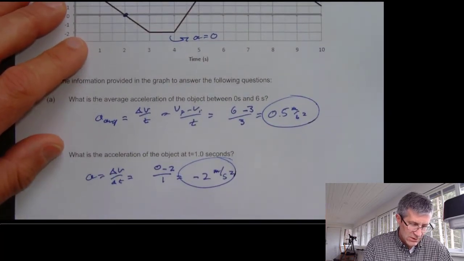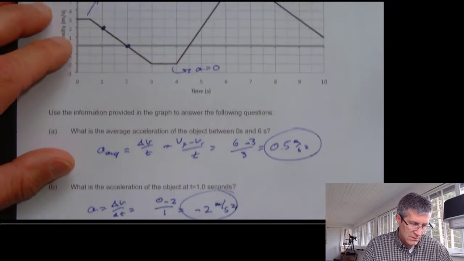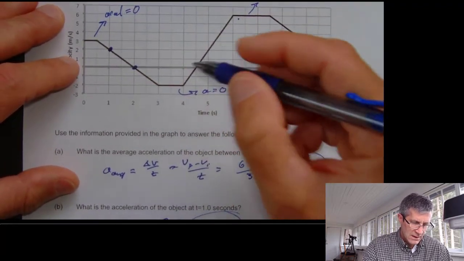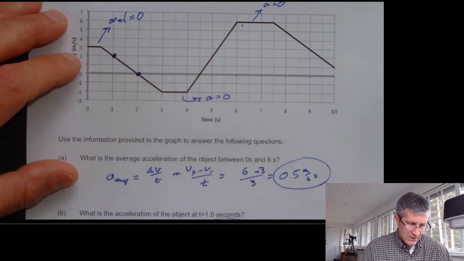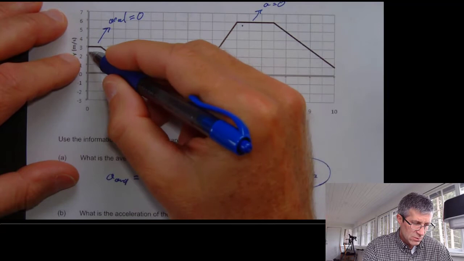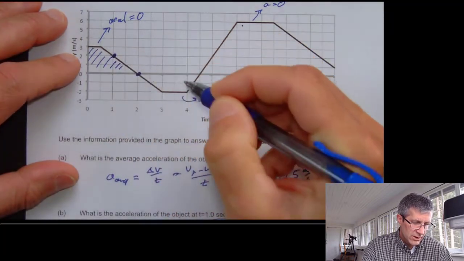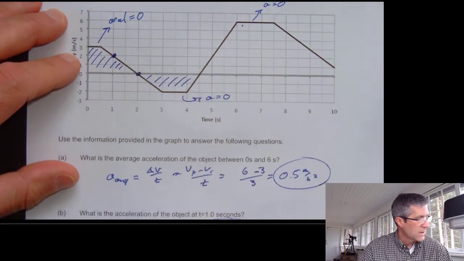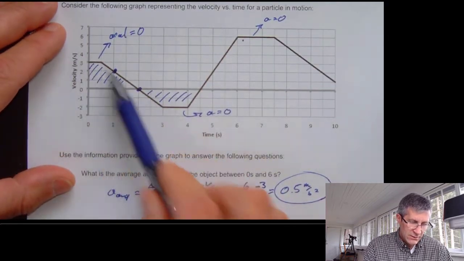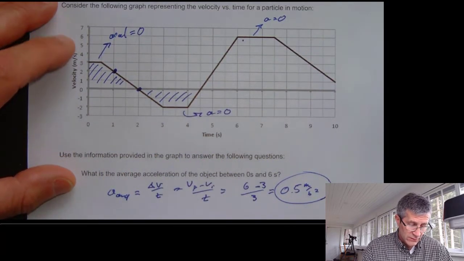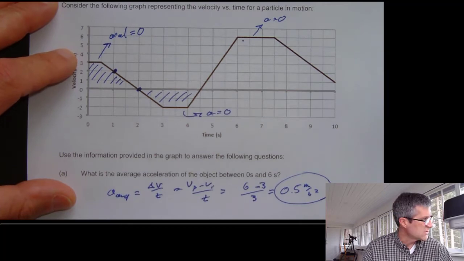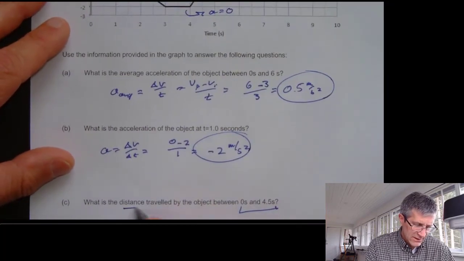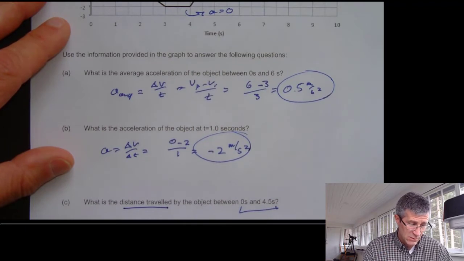Distance traveled between 0 and 4.5 seconds. Yeah, distance traveled. A couple ways to go about this. One way is I can find the area under the curve. Remember, on a velocity time graph, the slope tells me acceleration, and the area under the curve tells me the displacement. I have to be careful though. This is sort of a tricky question here. They're asking for distance traveled, not displacement, right? So I want to be careful here.